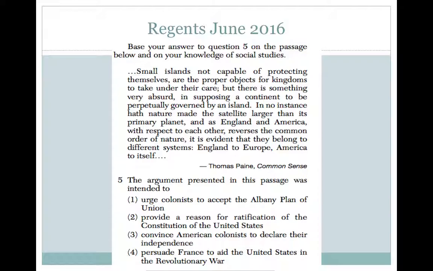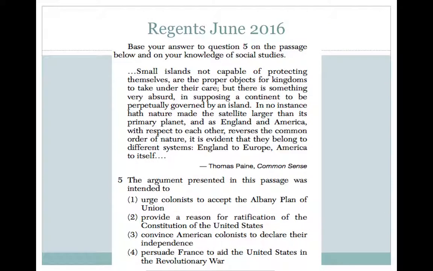In this case, Thomas Paine is saying small islands not capable of protecting themselves are the proper object for kingdoms to take under their care. So he's talking about, if a country's territory is little, then it makes sense for a place like England to govern a little territory. But there's something very absurd in supposing a continent to be perpetually governed by an island. In this case, he's saying it's absurd that Great Britain, which is a little island, is governing the Americas when the Americas is much bigger in size compared to England. Okay, and they're far away. So he talks about them being far away. That just doesn't make any sense. So let's see if we have enough to answer the question.